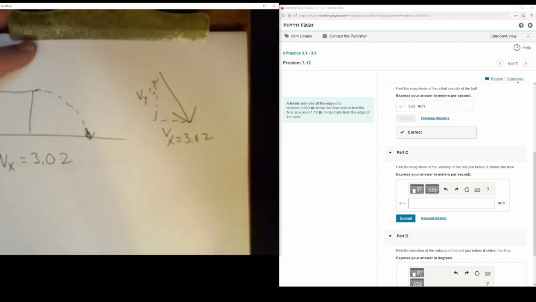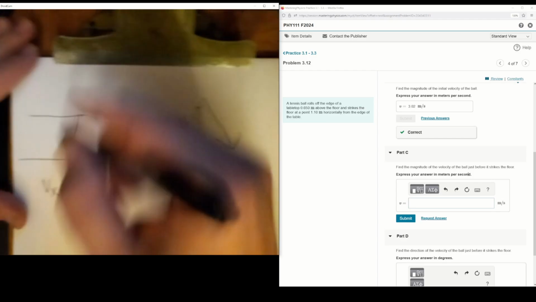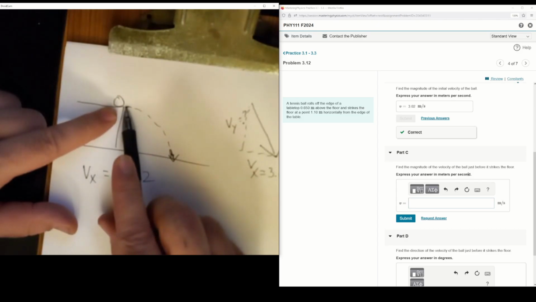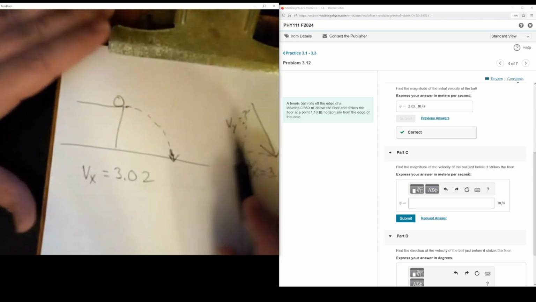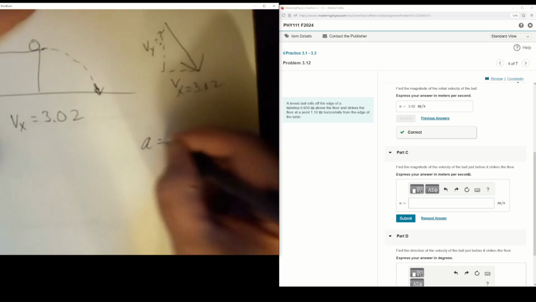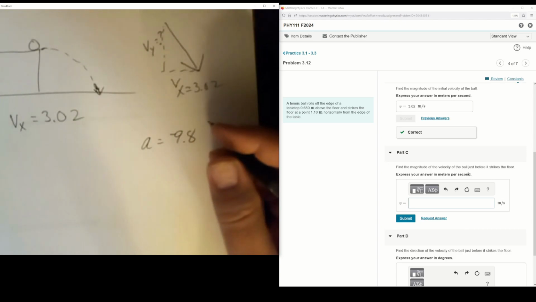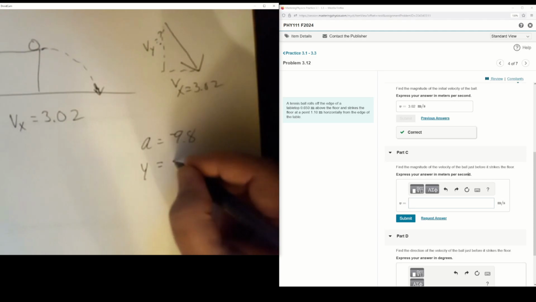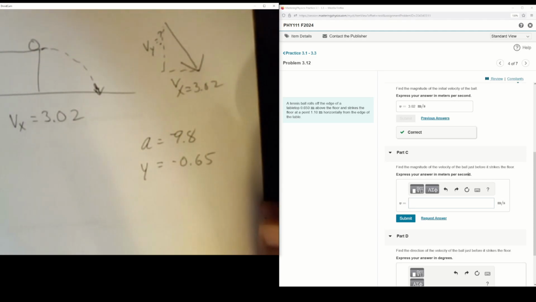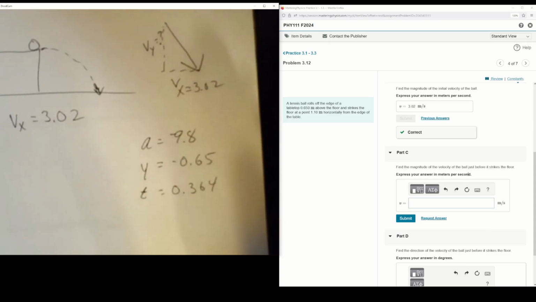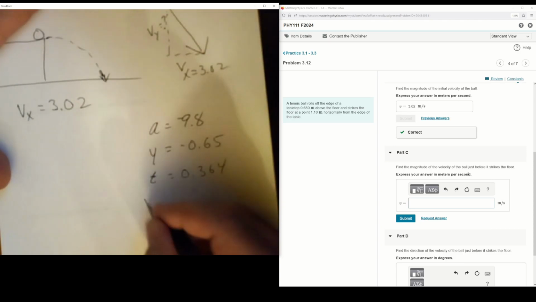We need to figure out the y component to know what the total velocity is. Initially, the total velocity for y was 0. But now it's not anymore, and so we need to determine what this is. We have our information: our acceleration due to gravity, the displacement, and the time, because we already solved for that, 0.364. And what we're looking for is final velocity.